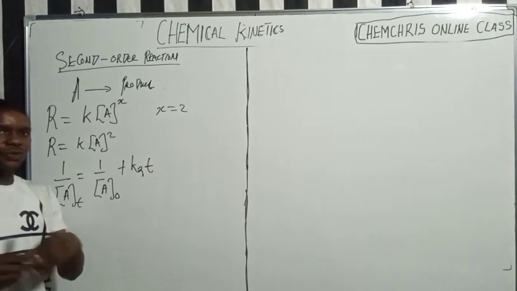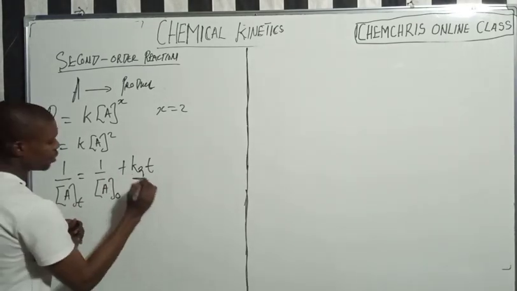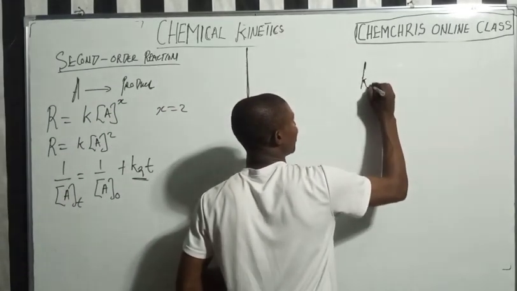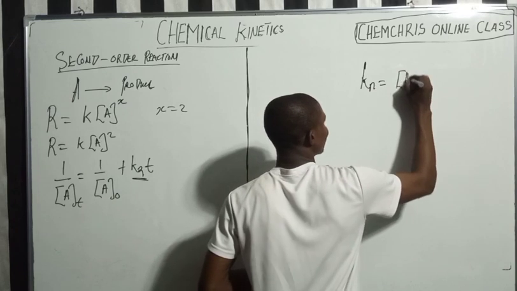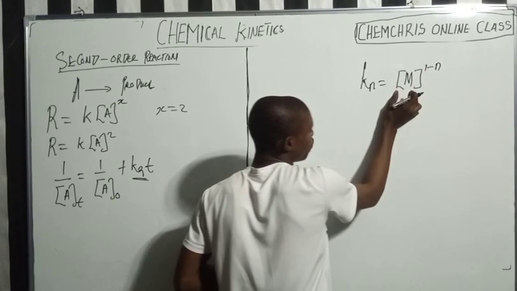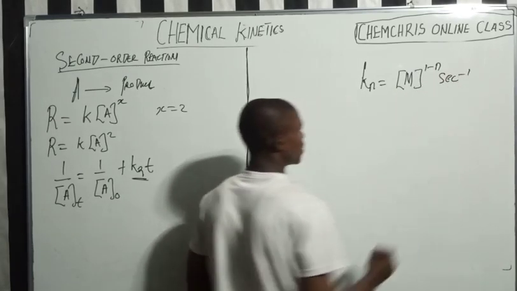Second order reaction. Now let's derive our unit for K2. Remember here we have Kn equals to what? Capital letter M, molarity, raised to 1 minus n, per seconds.